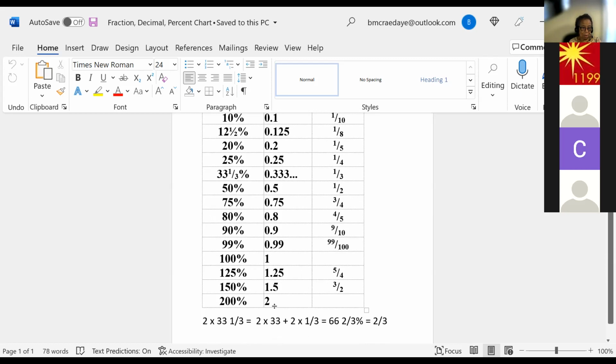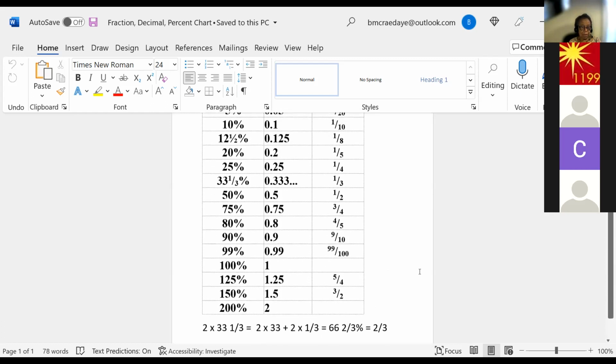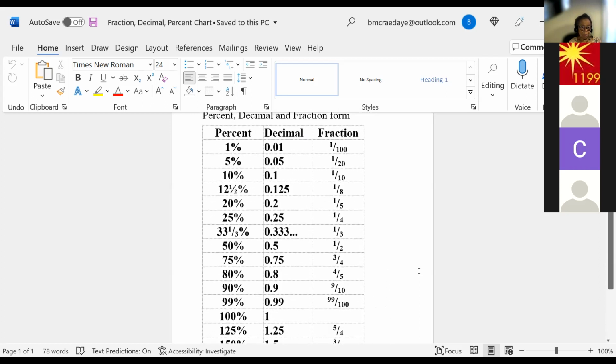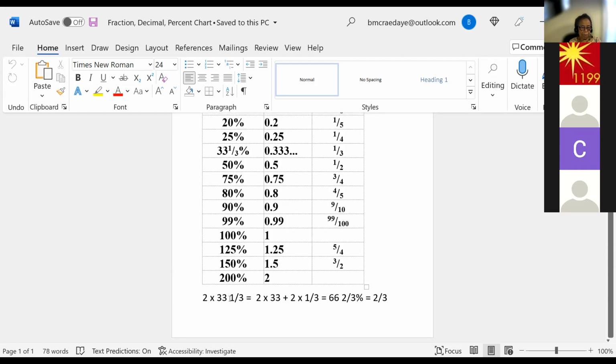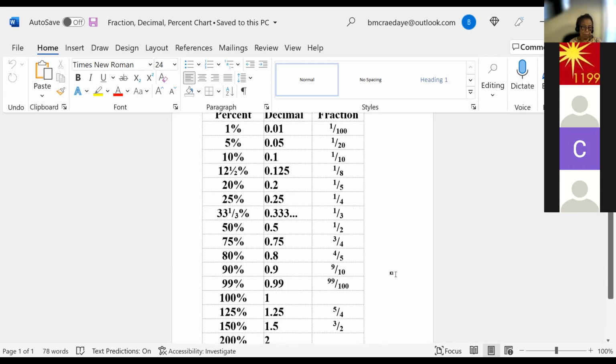200% is the whole number 2. 2 times 100 gives you 200%. And we don't put the fraction here because it's just 1 over 1 or 2 over 1. And then when you get to 1/3, 33 1/3% is 1/3. If you multiply 33 1/3 by 3, you get 100, right? Then 2/3 is just 2 times 33 1/3, which is 66 2/3%. So once you know 1/3, you also know 2/3.